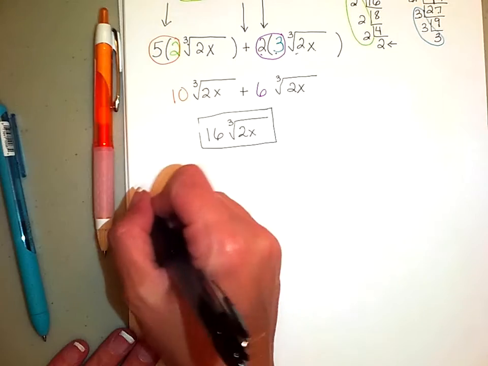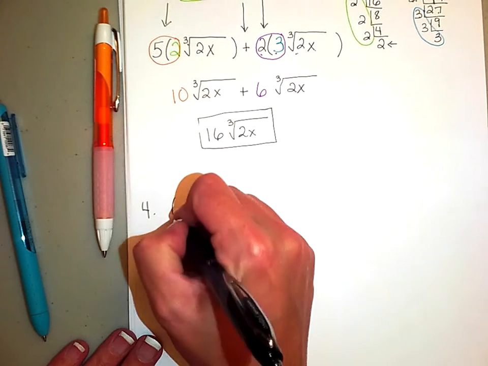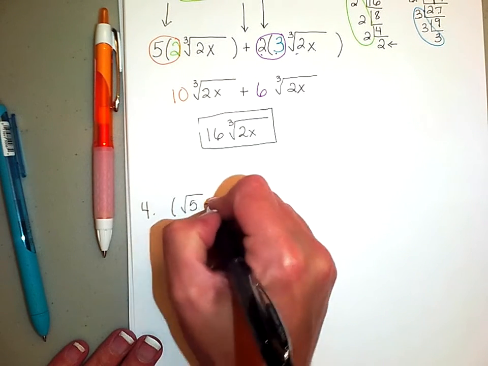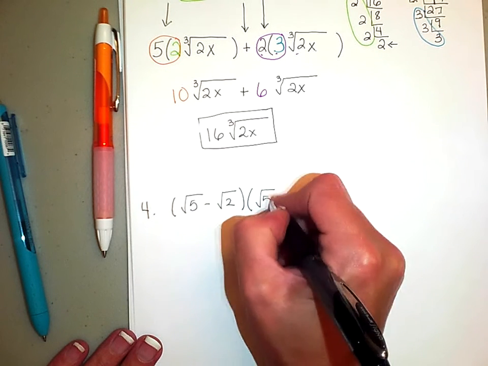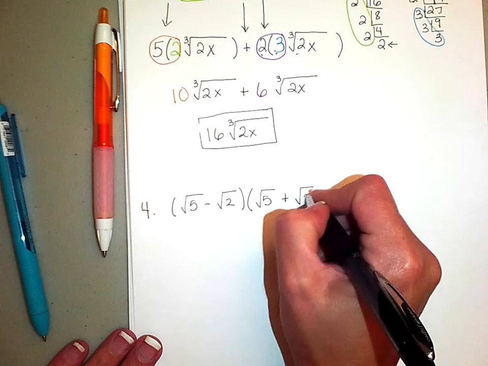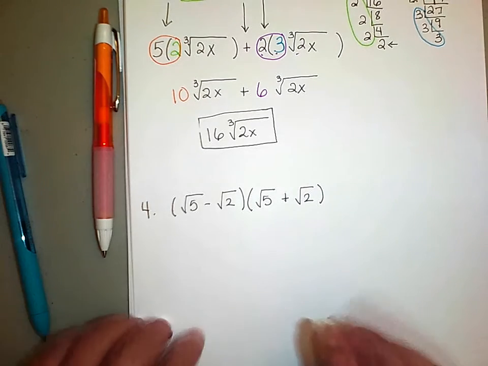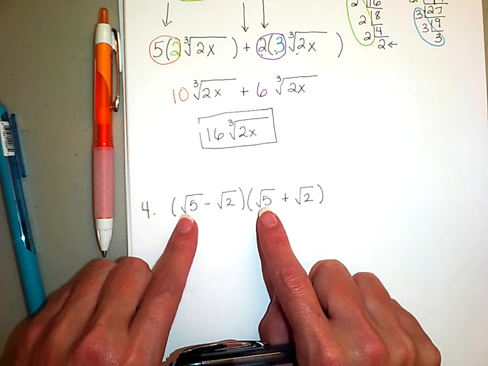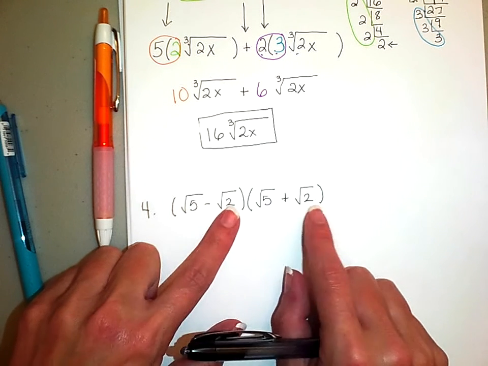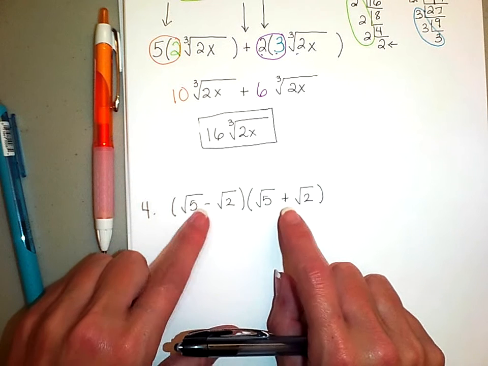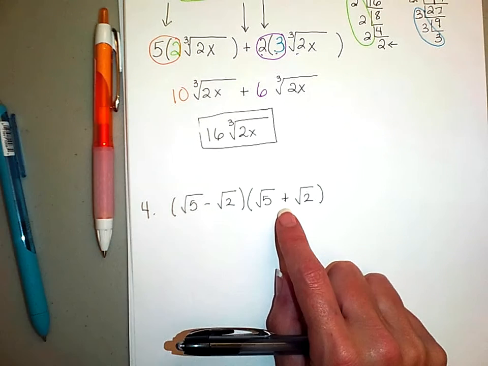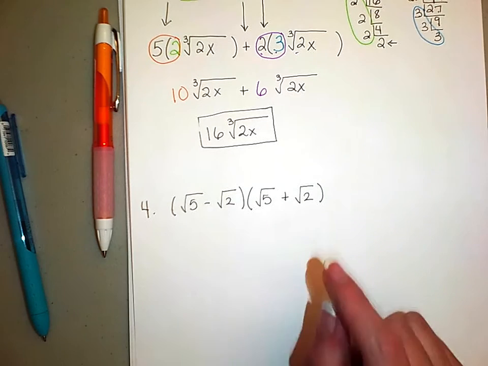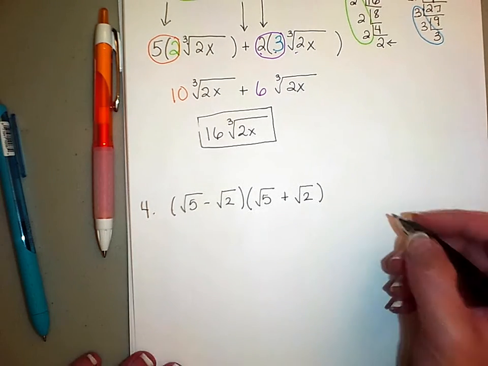Number 4. We could take the quantity square root of 5 minus the square root of 2 and multiply that by the square root of 5 plus the square root of 2. So these are very, very close. I have a like radical here and a like radical there. I'm just off by a different sign, and this is known as a conjugate. But if we are to multiply these, let's see what happens when we have this pattern.